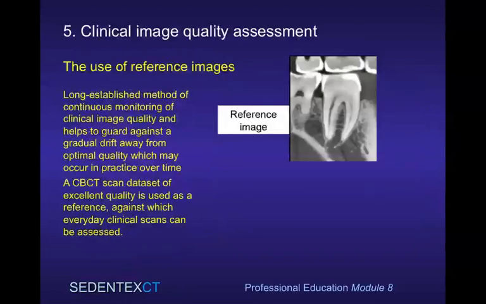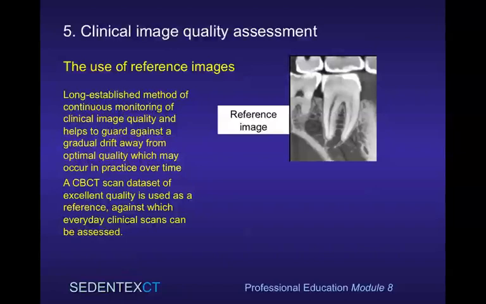How then do we assess clinical image quality? Well, we do it all the time when we're viewing our images of patients. But one well-established method of doing this is to use reference images. This helps to guard against a gradual drift away from optimal quality which can occur in practice over time. In order to do this, we use a CBCT scan dataset of excellent quality, and this is used as a reference against which everyday clinical scans can be assessed.